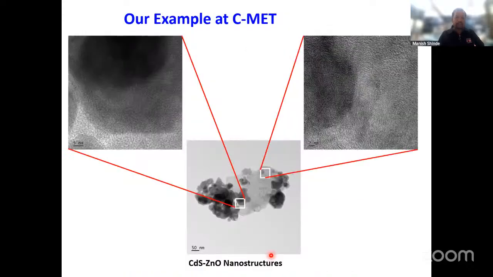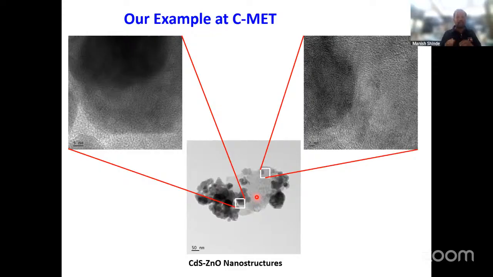Okay. This is one more example. This is basically a composite of CDS and ZNO. Nanocomposite is there. Some sheet-like structure is there and some particles are also there. You can see some particles here, here, and also on the sheet. And then there is a sheet-like structure which is covered by particles in some spaces and it is empty at some spaces. So I wanted to know which one is CDS, which one is ZNO.